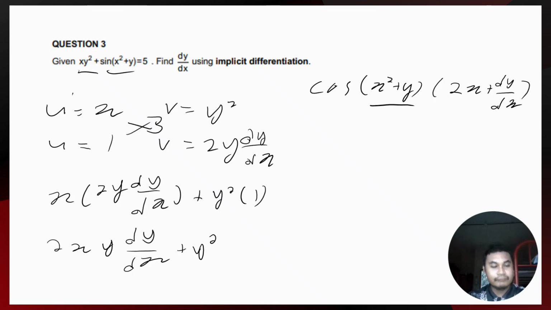And we will combine this into one equation. And for the constant rule, which means when we differentiate 5 with respect to x, we will get 0. So let's combine these terms into our equation.